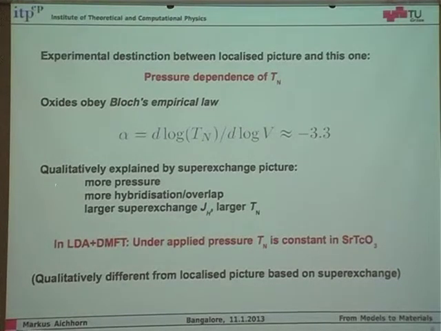Now, you know how this comes about. The more pressure means atoms get closer, there's more overlap, and the superexchange is T squared over U. So J gets bigger, and larger J gives you a higher Néel temperature.